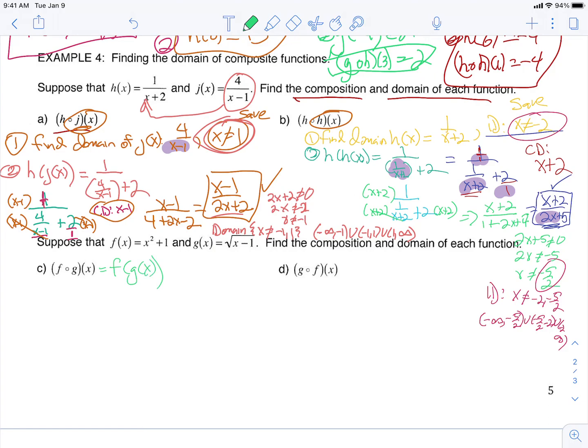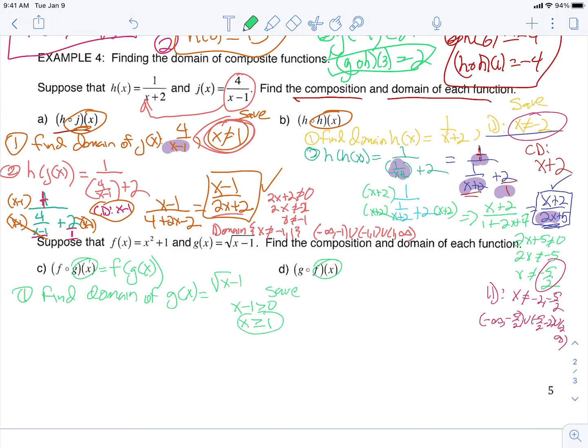But before I get started, I got to first find the domains of these input functions. So the first thing I got to do before I do any kind of work here is find a domain of g of x. So g of x is the square root of x minus 1. I know that under a radical, I can't have a negative number, so x minus 1 has to be greater than or equal to 0. X has to be greater than or equal to 1. Save it.